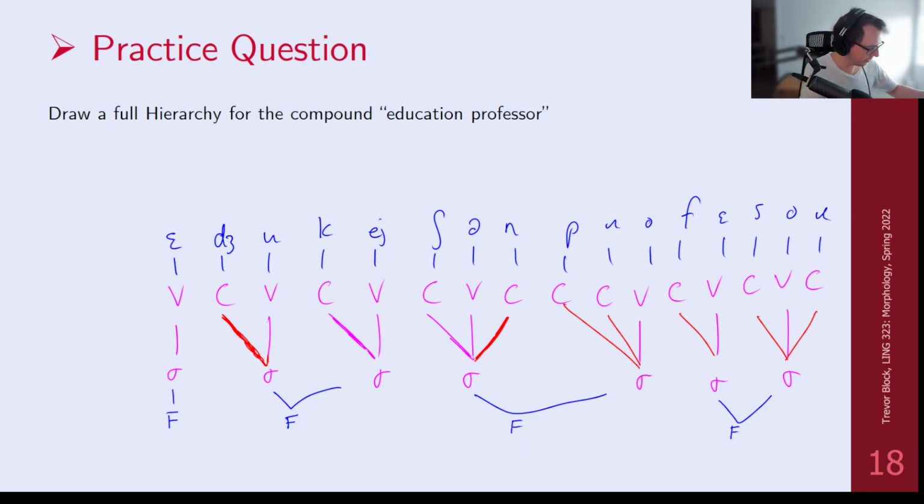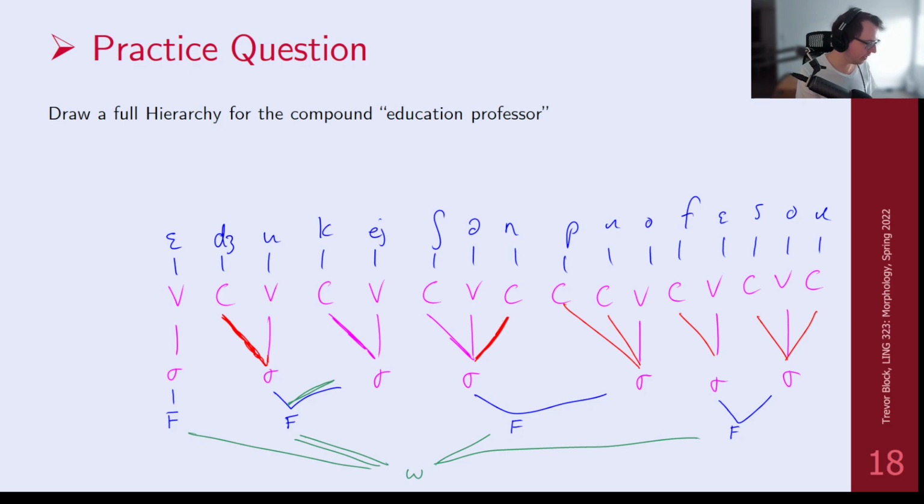okay. So K is definitely getting stress, and it's definitely getting primary stress. Education professor. Even in the whole compound, K is the strongest one. We'll connect all of our other feet to this prosodic word. Now we just have to figure out secondary stress.